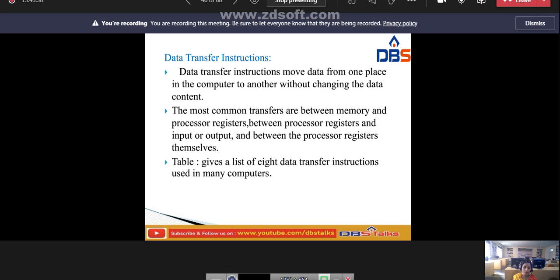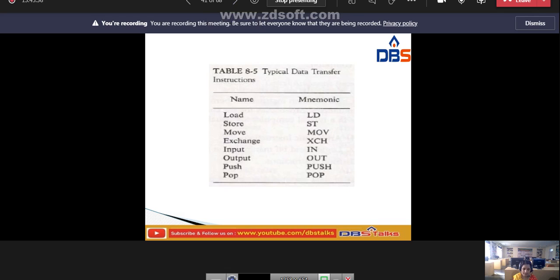So here is a list of eight data transfer instructions used in many computers. This is the table we have, the typical data transfer instructions. Here I am loading the data. Load is used mostly to designate a transfer from memory to a processor register, usually an accumulator. The store instruction designates a transfer from a processor register into memory.